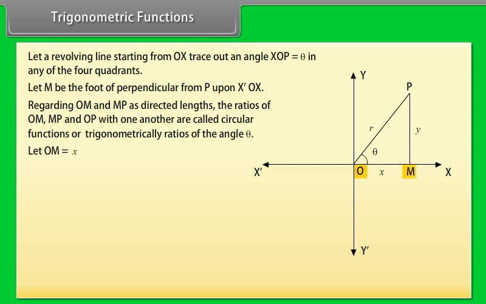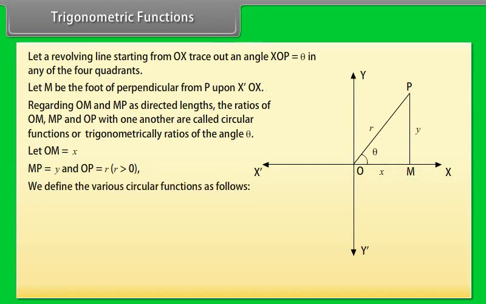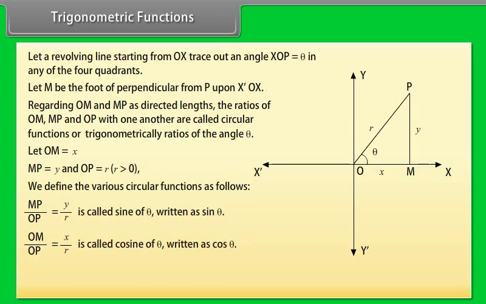Let OM equal x, MP equal y and OP equal r, where r is greater than 0. We define the various circular functions as follows. MP by OP equal to y by r is called sine of theta, written as sin theta. OM by OP equal to x by r is called cosine of theta, written as cos theta.